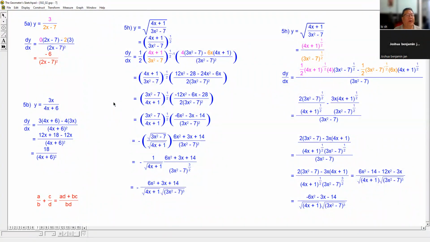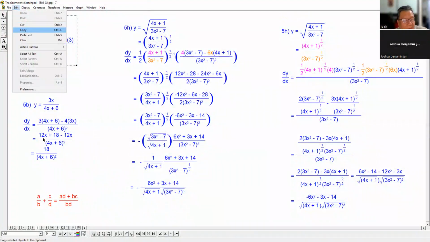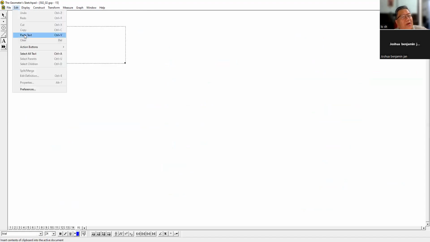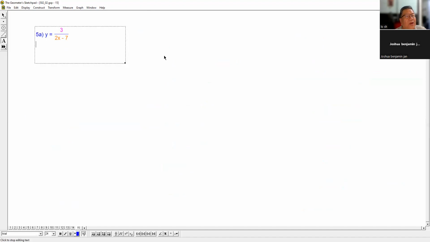And you can treat it in another way, right? I just copy down this for you. I'm going to treat it in a different way. So this is the question. I'm going to treat this as 3 bracket 2x minus 7.